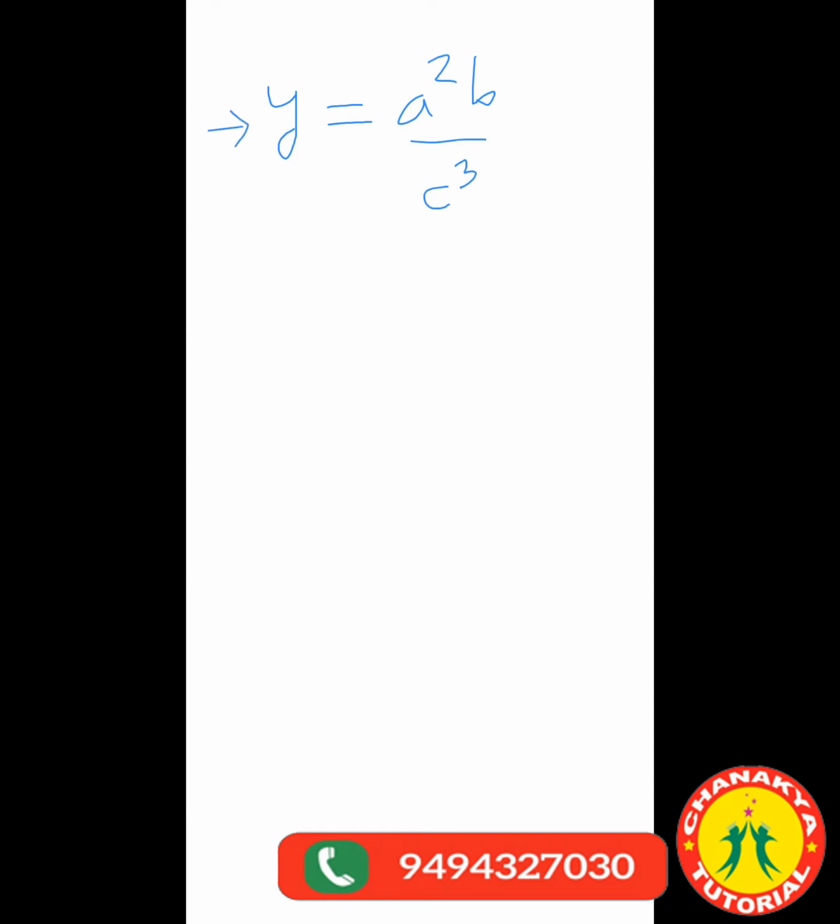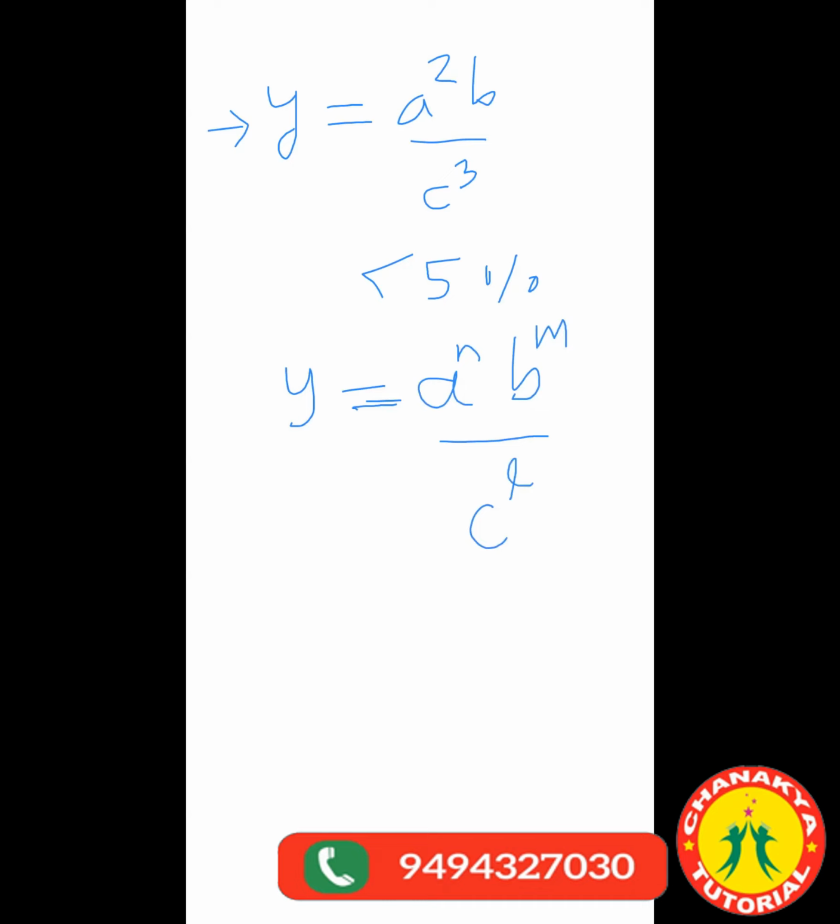For that, there are two conditions you have to consider. One is you have to check whether the error in each parameter is less than 5% or greater than 5%. If it is less than 5%, you can directly use the formula. So let me generalize this. Let's say y is equal to a power n into b power m divided by c power, for example, L. N, M, L can be anything.